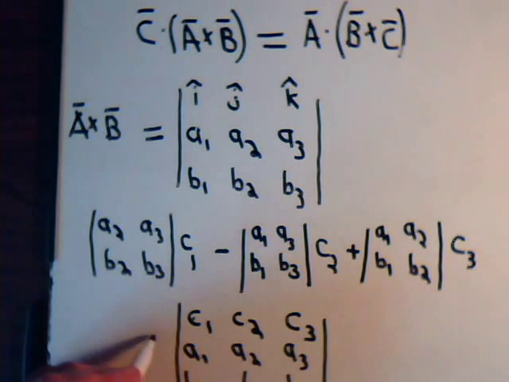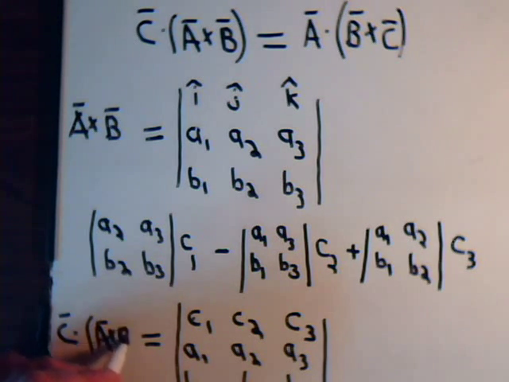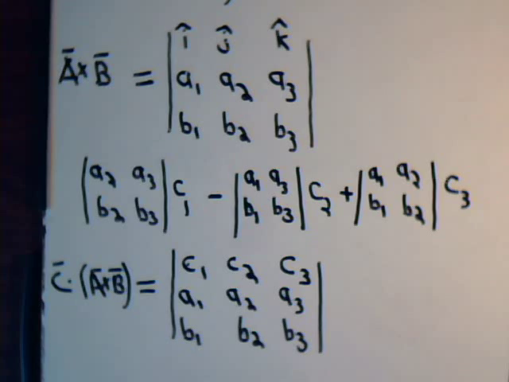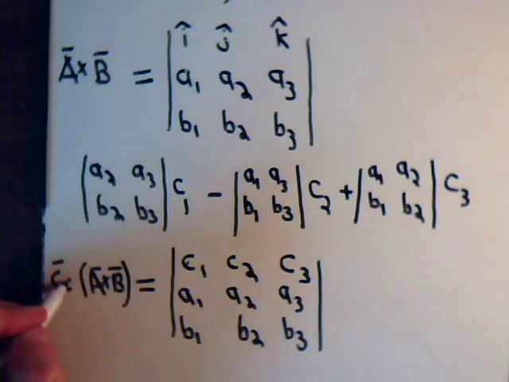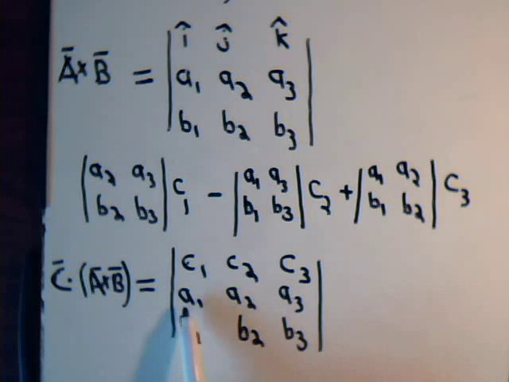So this determinant, that is C dot A cross B. So here is the scalar triple product written in determinant form. And notice the pattern. C is the vector that we're going to hit the dot product with, so its components are written on the very top row. They're the cross product of A cross B, so the second row is the components of A. The last row, the components of vector B.